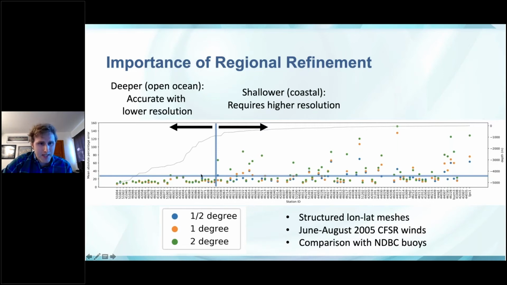For the deep stations, we did 3 different resolutions here, and there's really no benefit in terms of accuracy with increasing resolution. Whereas the shallow stations, which are mostly coastal areas, benefit greatly from the increased resolution. It's often required to get the same accuracy as you get in the deep ocean. So to me, this says that we can balance our accuracy and cost with regionally refined meshes, running coarse in the deep ocean where resolution isn't buying us anything, and having more resolution in the shallower areas where it really makes a difference.